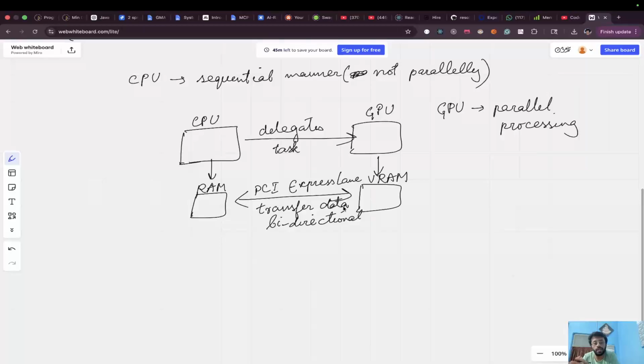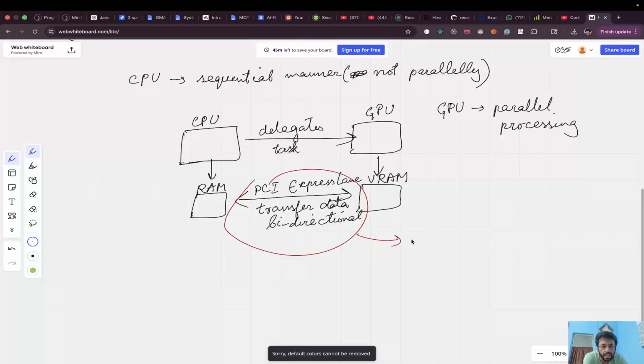So your CPU can pass data from RAM to VRAM to delegate tasks to GPU. And the GPU can transfer data from VRAM to RAM after doing those tasks and generating some output. And this transfer of data is a very heavy operation, and it requires a lot of electricity, lots of power.